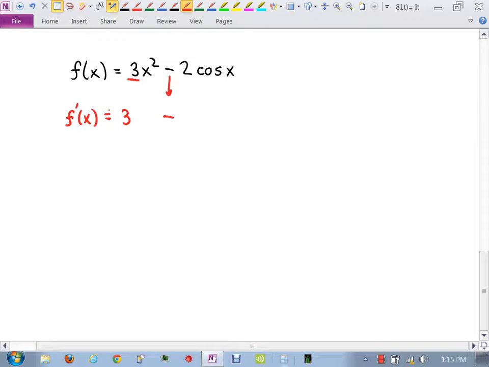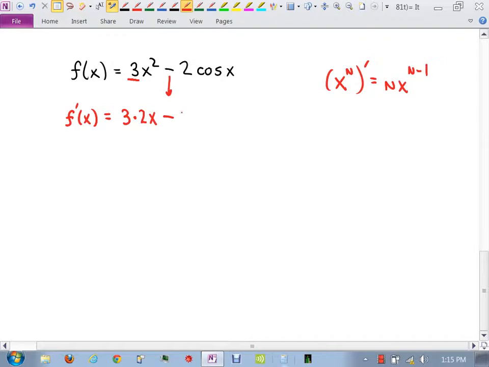Now, what's the derivative of x squared? 2 times x. And that's using the fact that the derivative of x to the n is nx to the n minus 1. That's what we did last class. What did we call that? The what rule? Power rule. Okay, any questions there?